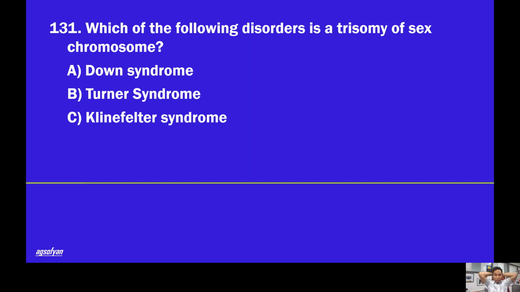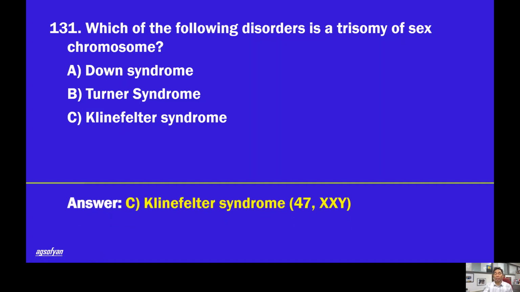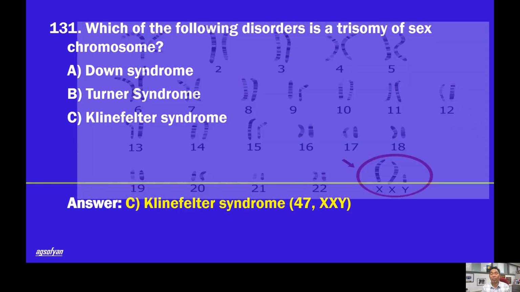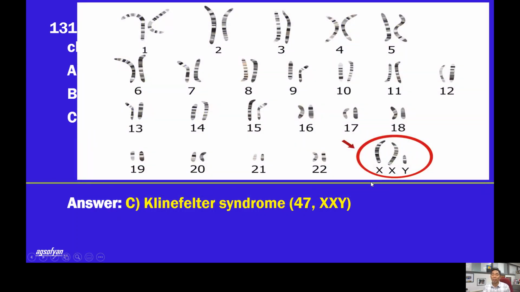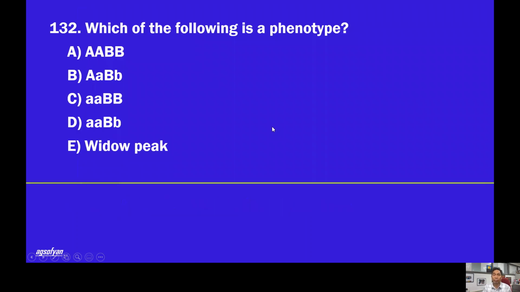Number 131. Which of the following disorders is a trisomy of sex chromosome? Down syndrome, Turner syndrome, or Klinefelter syndrome? Choose your answer. The answer will be Klinefelter syndrome, because this individual will have 47 chromosomes with an extra X chromosome. So the sex chromosome has 3: X, X, and Y. Therefore it's called a trisomy. There are 2 X and 1 Y. It should be only 2, because it's 1 pair, but there is an extra over here.